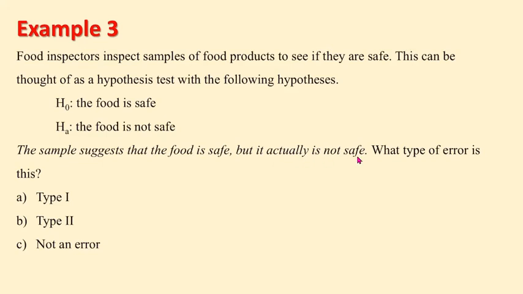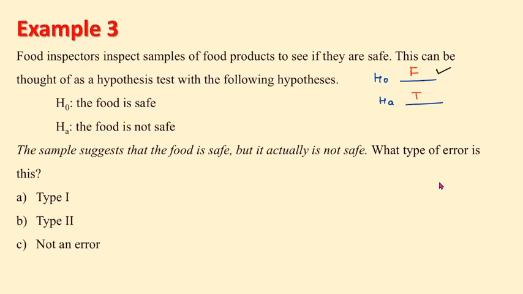So what's going on here is, if you think of your null hypothesis and alternative hypothesis, they say that the food is safe, but it was actually not safe. In fact, the null hypothesis was false and the alternative hypothesis was true. The sample suggests that the food is safe. Although it was false, it is considered safe. That means we are making the wrong decision here. For the false food, we are saying it is safe and we are taking that food.